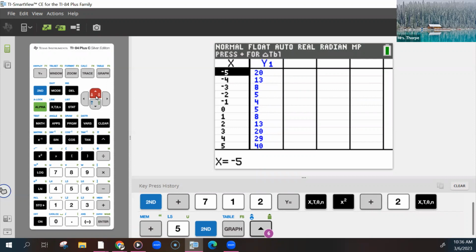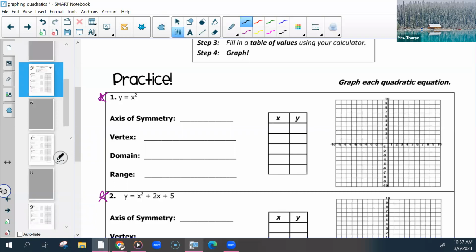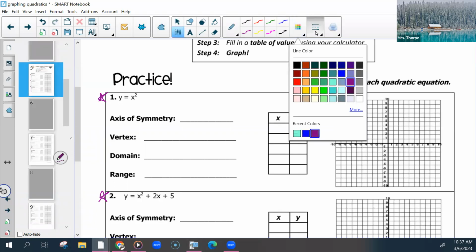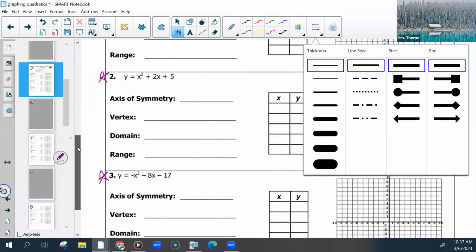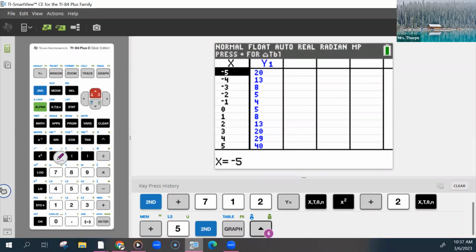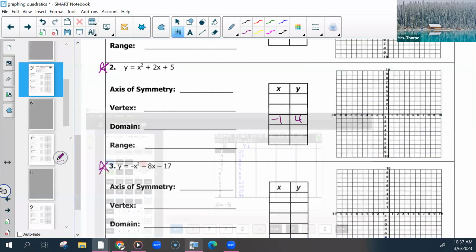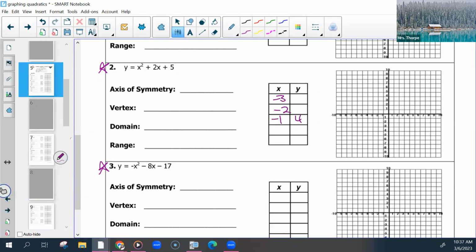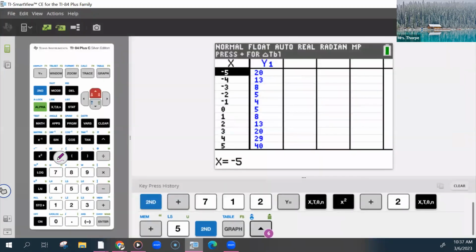-1, 4. Remember, if you're not sure, let's say you choose 1, 8. If you see another 8 in your y values, that's not the middle. So somewhere where your y value is not repeating. So -1, 4 is going to be the point we put in the middle of our table. And then you're just going to fill out the rest from your table. Going -2, -3. And then our y values were 5 and 8.